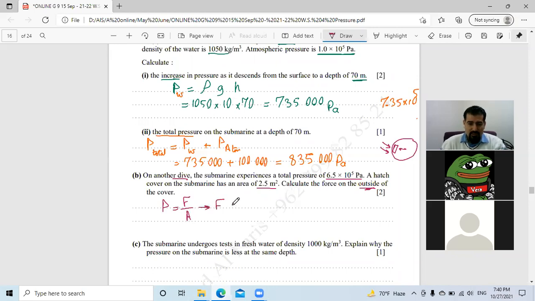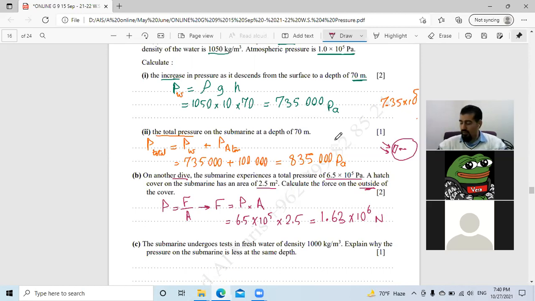So they ask about the force, which is pressure multiplied by area, and the pressure they give to us. 6.5 × 10⁵ multiplied by 2.5, and the answer will be approximately 11 million. Let me check. 6.5 × 2.5, yes, 16, I'm sorry. 1.625, or 1.63 × 10⁶ Newton. Okay?